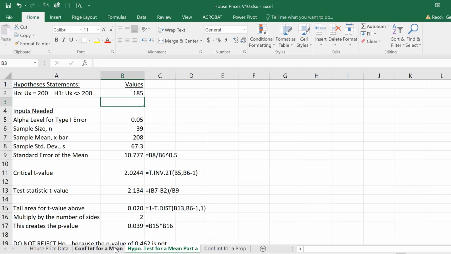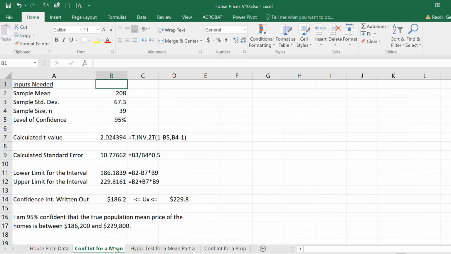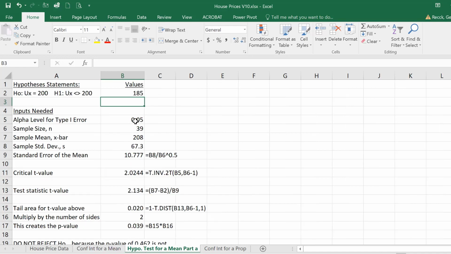Now the interesting thing there is, if we go back to the confidence interval for the mean, we see that the 185 is below the lower limit. And so there's a relationship: if the hypothesized value is outside the confidence interval, and the confidence level is 95%, which mirrors the 0.05 alpha level, you should have a conclusion to reject. So that's a big takeaway.